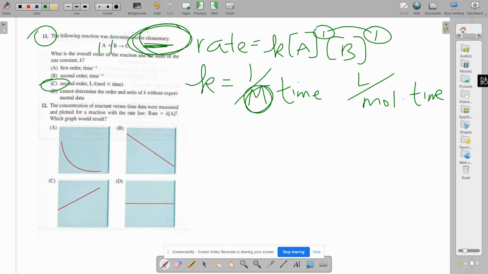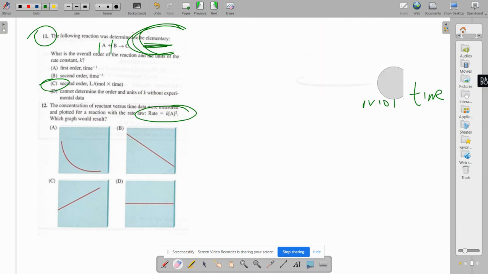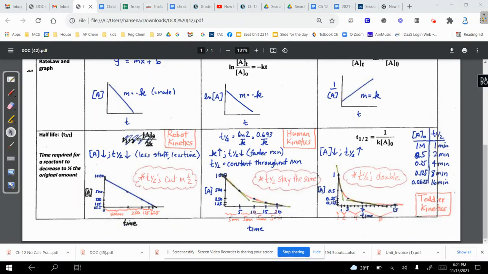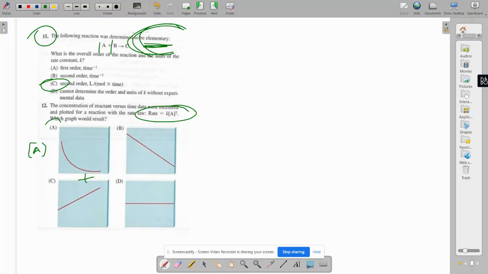It says the concentration of reactants versus time was measured and plotted for the reaction here, which is second order. So what that means is you've got to be really careful with the units. We're plotting concentration versus time. Which one of those fits second order? Going back to that summary sheet, this one right here looks like the best match. Concentration versus time, concentration versus time, concentration versus time. We're looking at this last row, and it looks like the best match is indeed letter A.